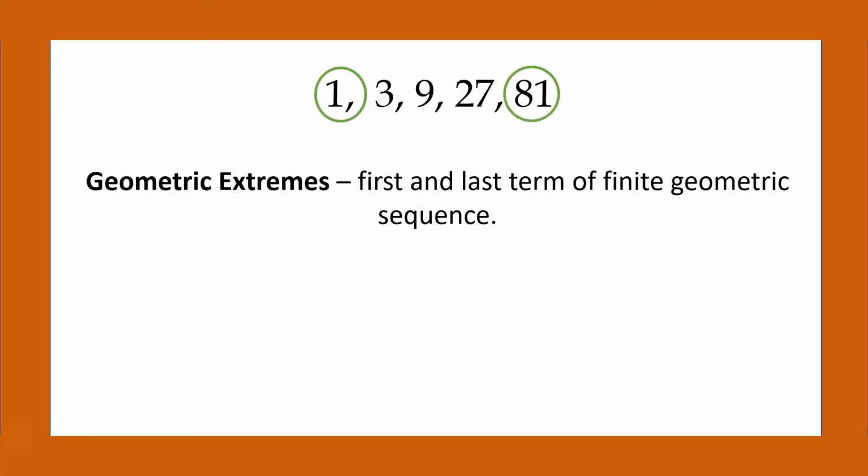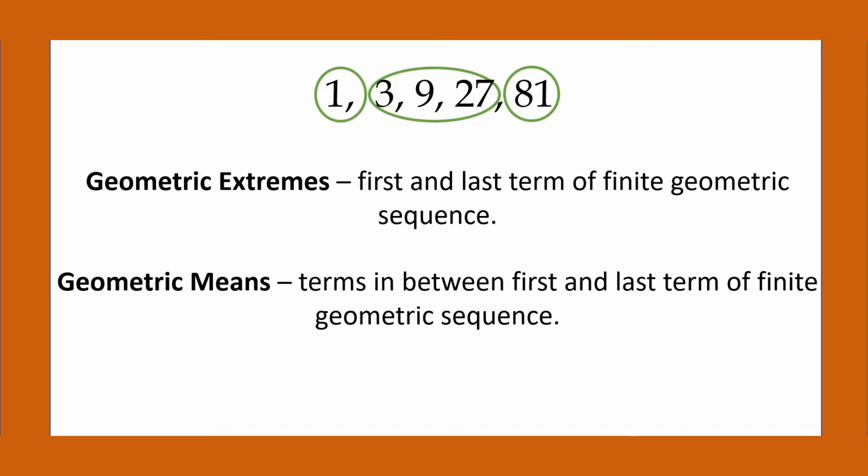The sequence 1, 3, 9, 27, 81 is an example of a finite geometric sequence. The first and the last term of a finite geometric sequence are called geometric extremes, while 3, 9, 27 are called geometric means. These are the terms in between the first and the last term of a finite geometric sequence.